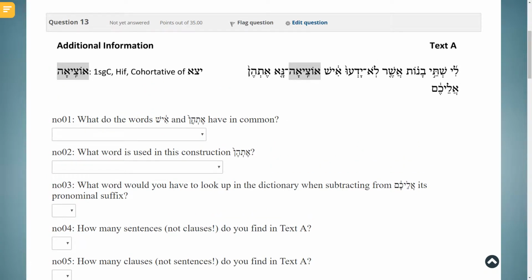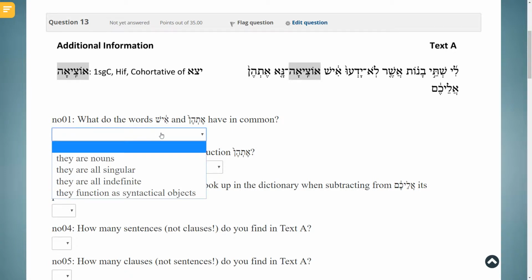What do the words ish and eten have in common? To me are two daughters which have not known a man. Let me bring them out now to you. So the question is, ish and eten, what do they have in common?